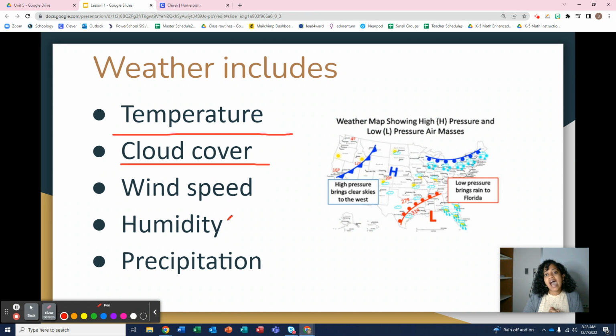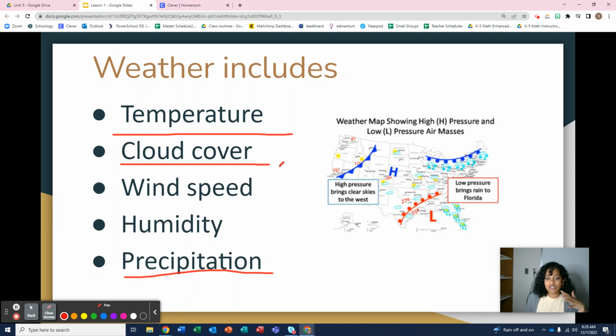Humidity is how we measure the amount of water vapor that's in the air. Sometimes right before it rains the air feels really thick. That could be a sign of humidity, or like if you are in a place like Houston that gets really humid, so it depends on how much water vapor is in the air. And precipitation refers to rain, snow, hail, any form of water that is falling from the sky. So these are all ways that we can measure weather.